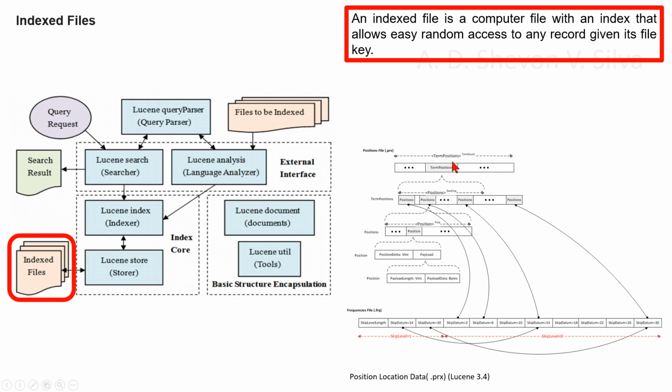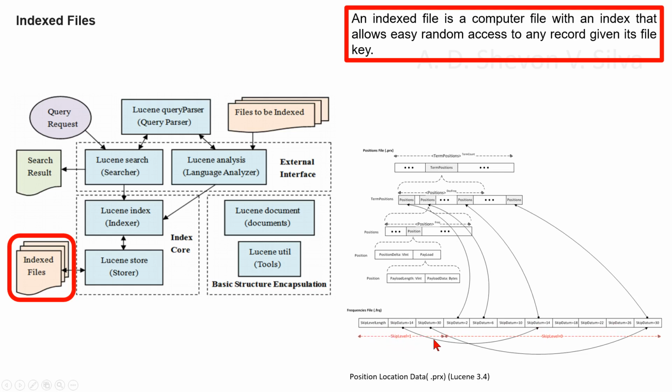Position file .prx: here the term positions, term count. Term positions consist of the positions, the position doc freq, and position consists of position delta, VInt, and payload. Payload consists of payload length, VInt, and payload data, bytes. And here the frequencies file .frq, skip level length.